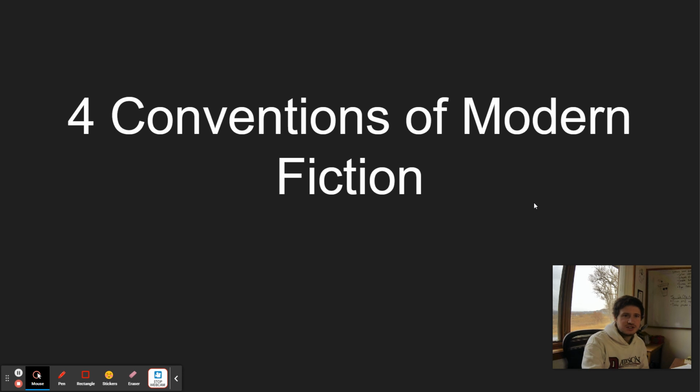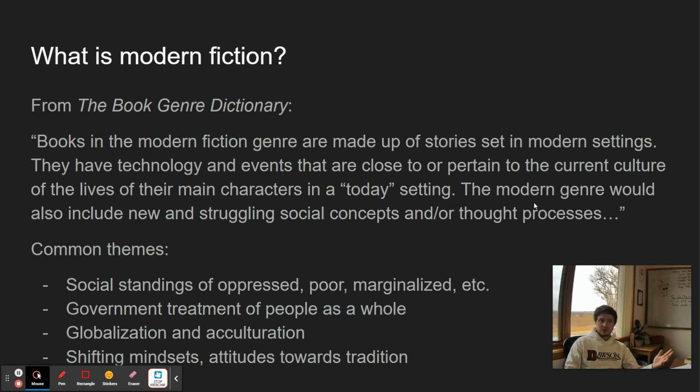All right, 4 conventions of modern fiction. I want to give you 4 things that define modern fiction writing. These are 4, I guess, big picture commonalities between modern fiction pieces. But before we can even do that, we got to ask the question, what is modern fiction? Well, I imagine you can pick up on it a little bit. Futuristic fiction is science fiction, sci-fi. Fiction that takes place a long time ago is historical fiction. We are left with modern fiction.